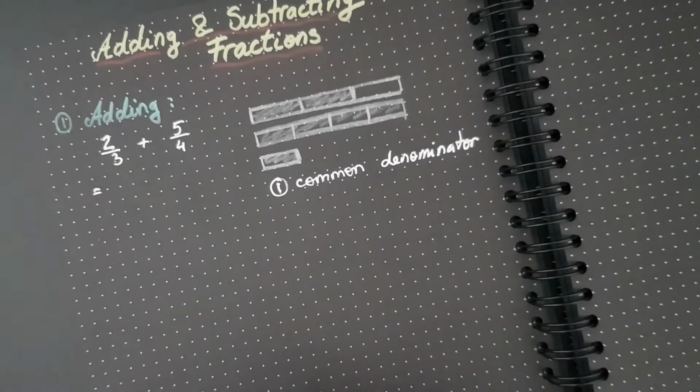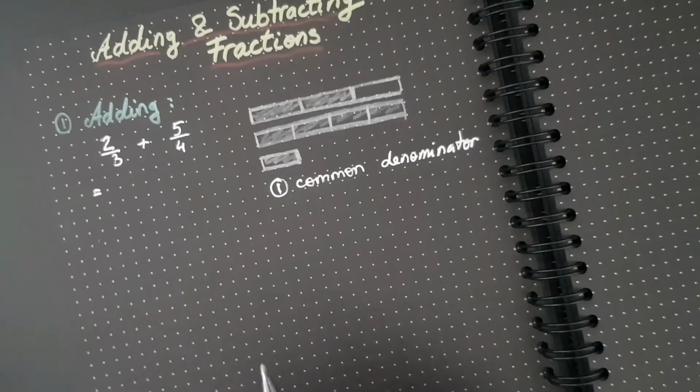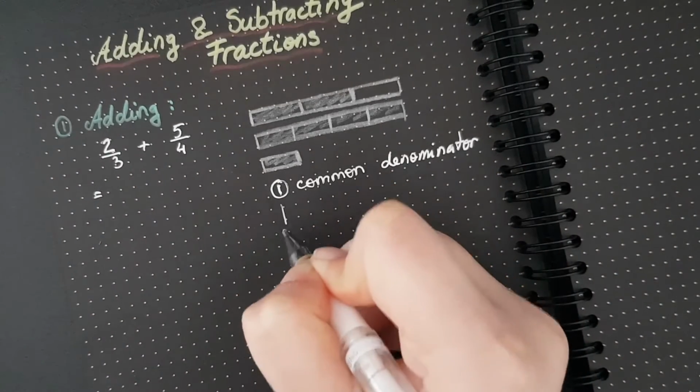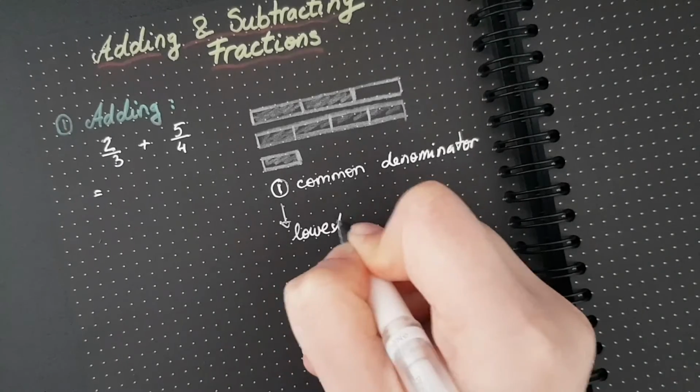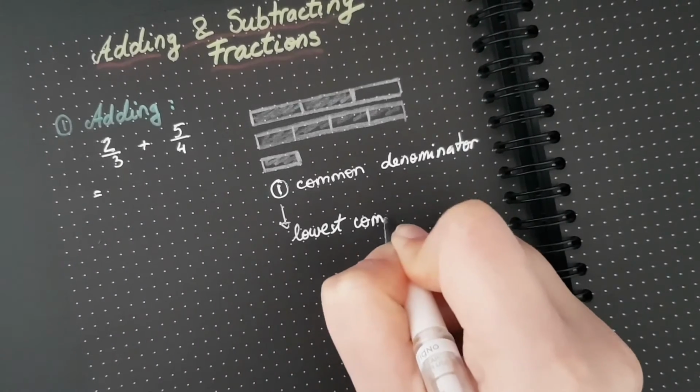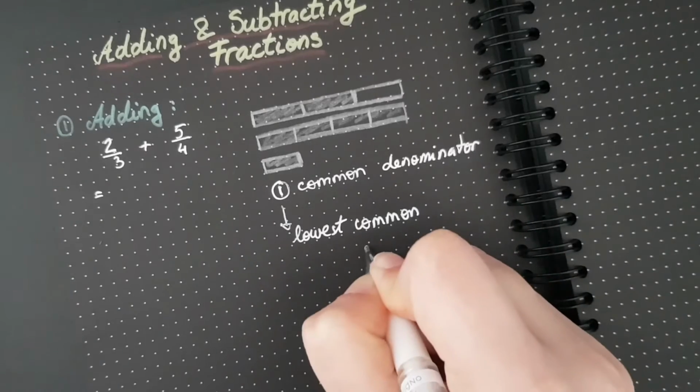So to find the common denominator, every single time, I'm going to put an arrow under, we need to find the lowest common multiple.